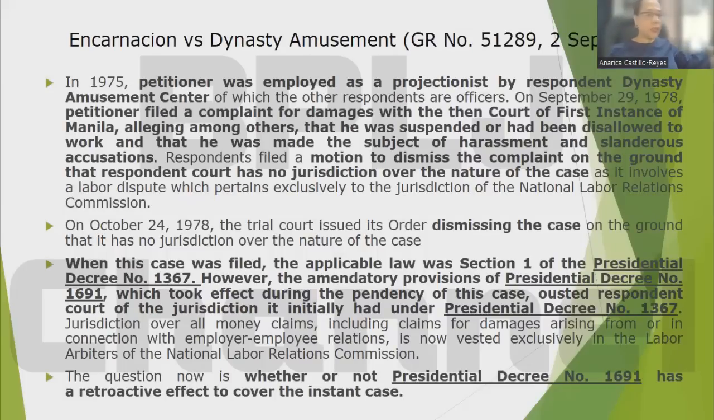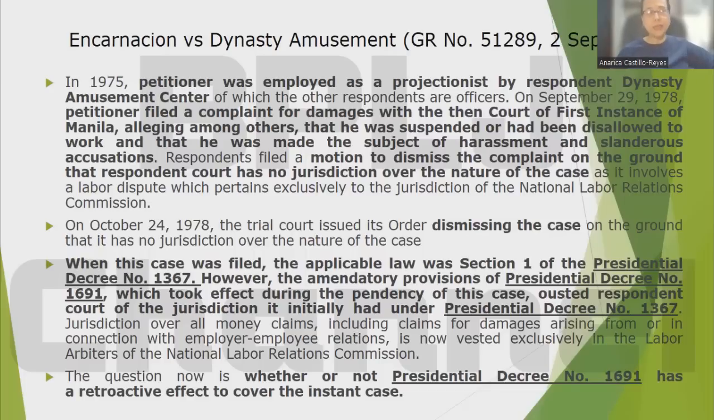So the case of Encarnacion versus Dynasty Amusement, okay, again, this is an exception to the general rule that laws apply only prospectively. Why? Because the law is curative in nature. What do you mean by curative in nature? It is supposed to cure a defect in the past. So if you will not make it apply to the past, how could you cure the defect?